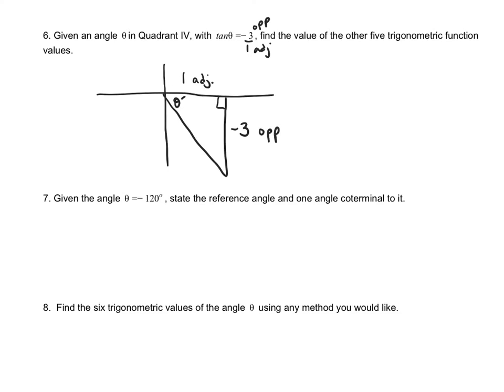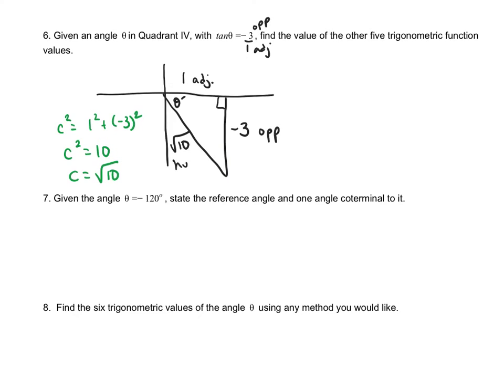So now, of course, I have to use Pythagoras' theorem to find the hypotenuse. So c squared equals 1 squared plus -3 squared. So that's 9 plus 1, that's 10. So c squared equals 10, so c equals the square root of 10.